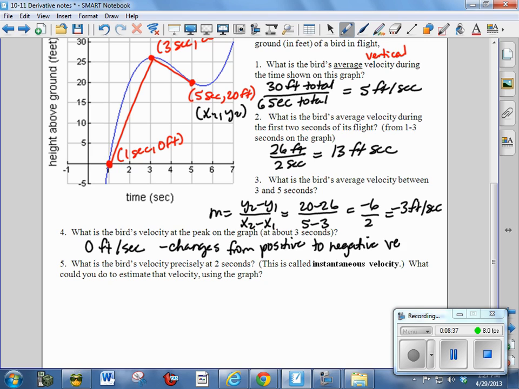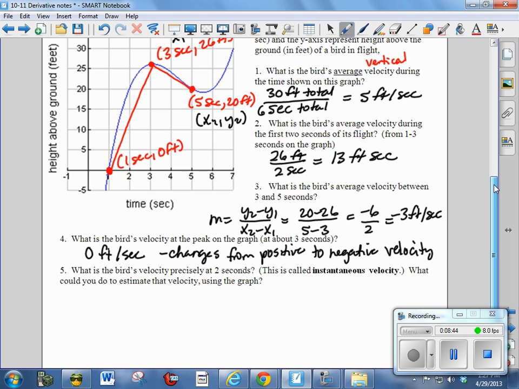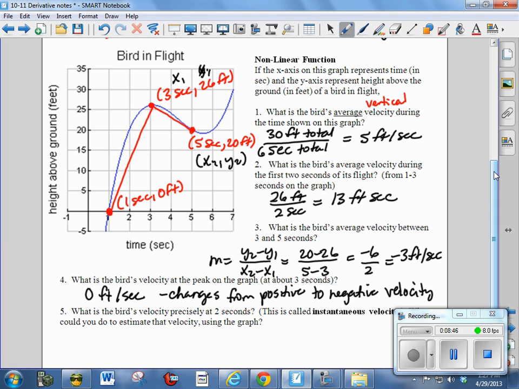Now, what's the bird's velocity precisely at 2 seconds? So this is a totally different question. We've been talking about average velocity, and an average velocity is always in between 2 points. What is the bird's velocity precisely at 2 seconds? This is a little more difficult question. So I'm going to draw a point that we're talking about, this point right here, precisely at 2 seconds.